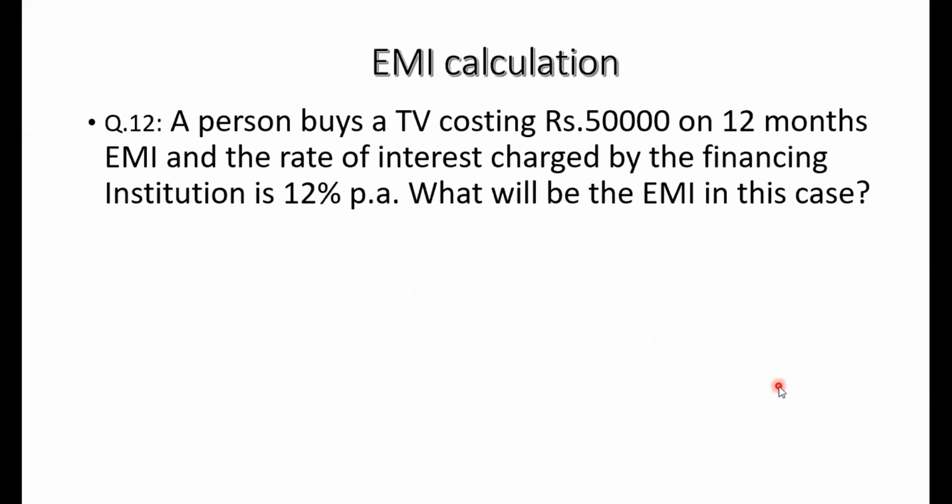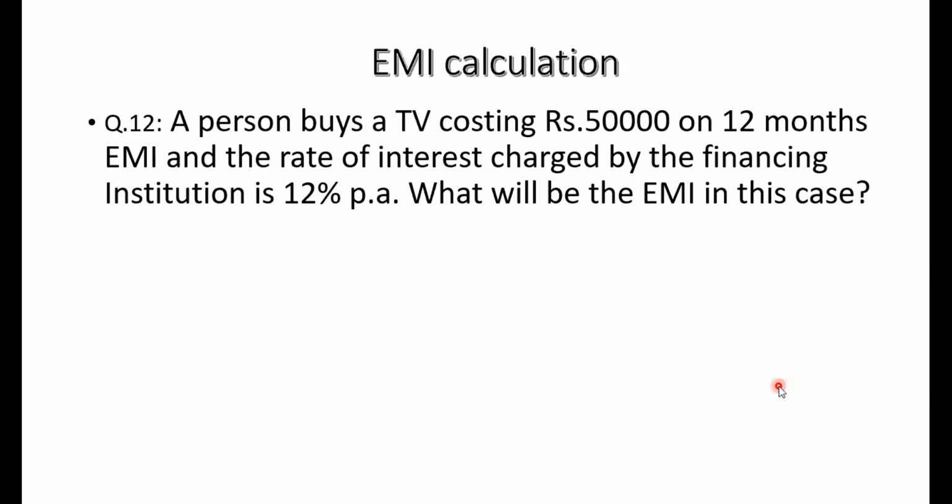A person buys a TV. Now, simple EMI. Don't worry. A person buys a TV costing 50,000 on 12 months EMI, and the rate of interest charged by the financing institution, Bajaj Finance for example, is 12%. 12% means easy: 12 divided by 12, 1%. So 0.01, that is 1 divided by 100.